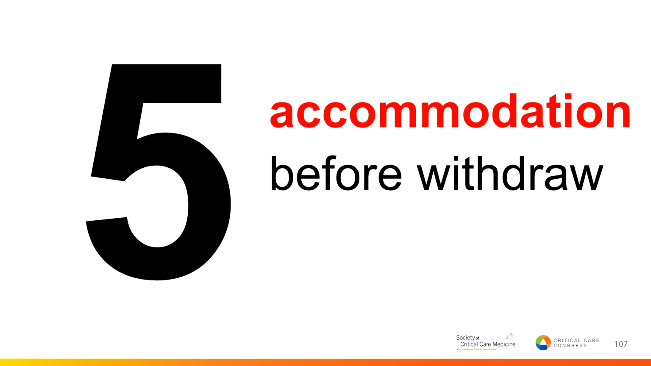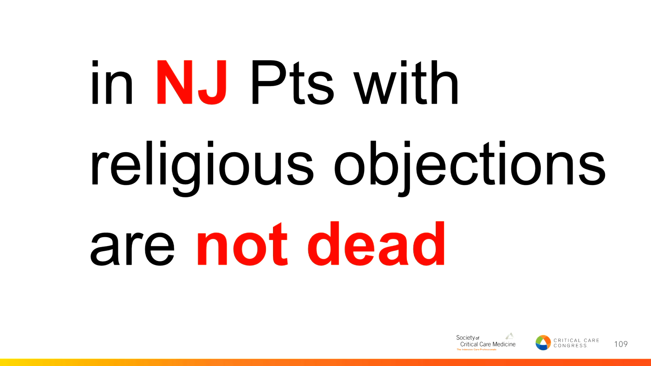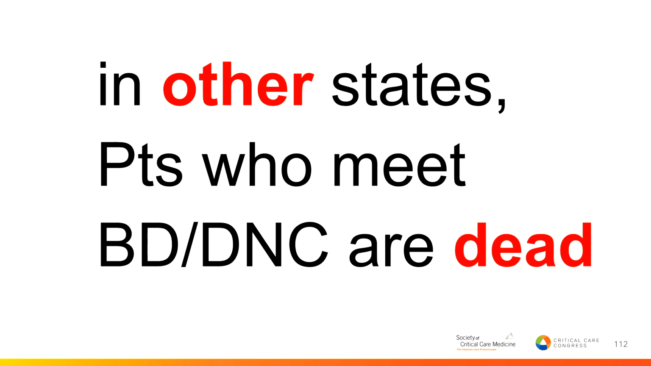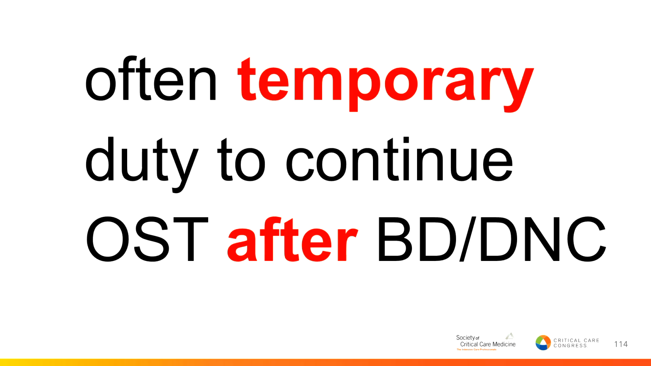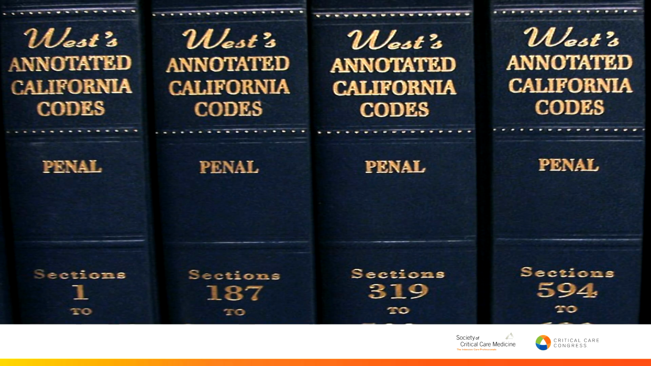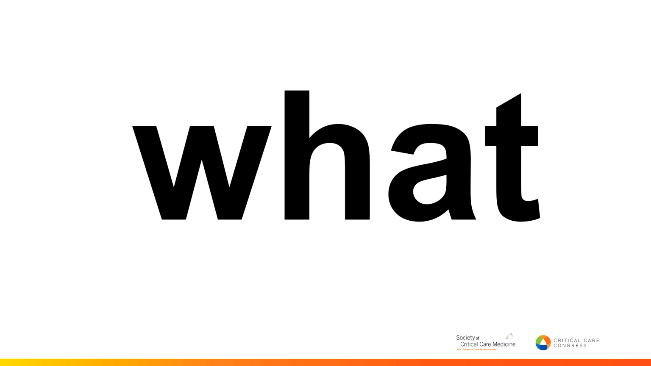The fifth point of contestation regards accommodation before withdrawing treatment. Now, accommodation is not the same thing as exemption. In New Jersey, patients with religious objections are not dead legally. So there's an indefinite duty to continue organ-sustaining treatment until death by circulatory criteria. In every other state, patients who meet brain death criteria are dead. But there's often a temporary duty to continue organ-sustaining treatment. So in California, for example, the law for a number of years provides that hospitals must offer reasonable accommodation. What does that mean?